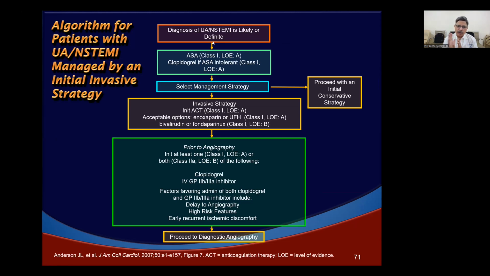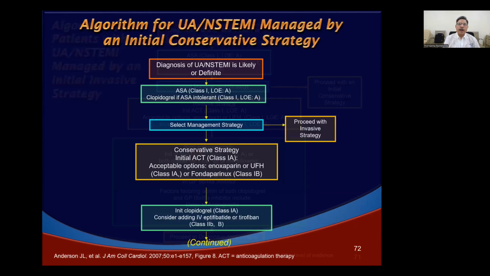Every patient who is going for elective PCI or emergency PCI must receive a GP2B3A inhibitor also. Now, how many drugs are there? Aspirin, clopidogrel, enoxaparin, GP2B3A. 4 drugs. So we gave aspirin before taking the ECG itself. Then we added the clopidogrel. Then we added the enoxaparin. That is the anticoagulation. Now, because we are going for the cath lab, we have to give GP2B3A inhibitors. Okay. Now, the algorithm for initial conservative management.